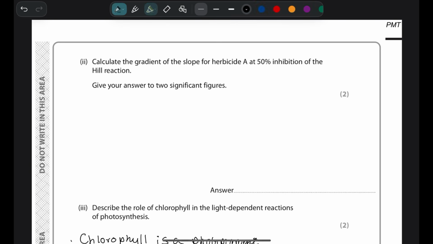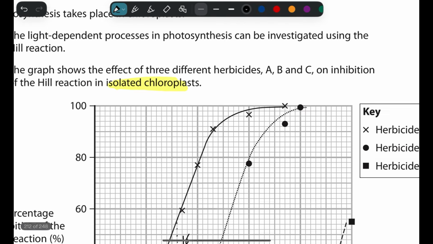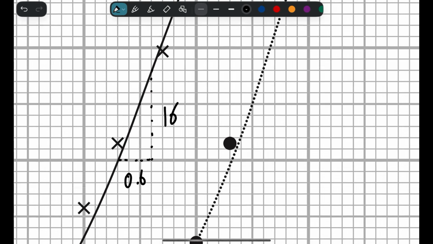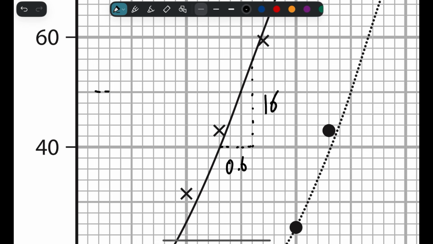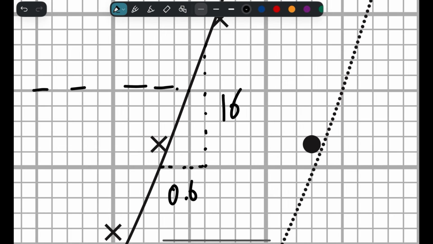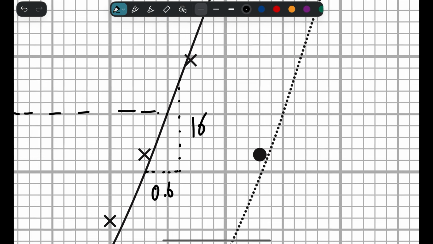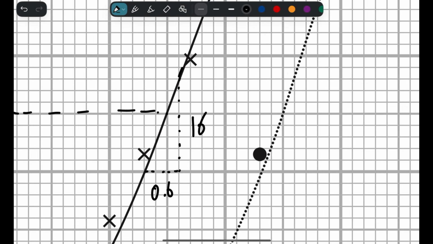In terms of calculating the gradient of the slope for herbicide A at 50% inhibition, let's see. So normally, to be honest, I would say calculate a gradient at 50. So we've gone to 50 and we've gone across. Now, normally I'd say calculate the gradient. However, this is actually quite straight. So if you try to draw a gradient here, you'll see that it's actually quite straight, to be honest. But I think it's good practice to draw the gradient anyway, regardless.